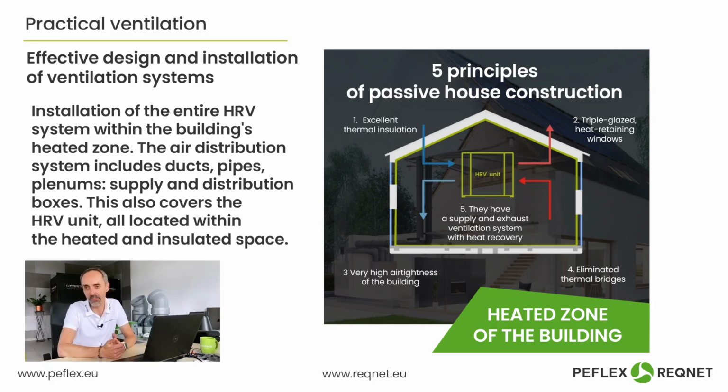Any, let's call it, deviation or going outside this heated zone will result in the installation potentially operating with reduced efficiency and lower energy recovery performance, because there may be heat losses during the transfer of air between a given room, like, for example, the exhaust from the kitchen or bathroom and the ventilation unit, and vice versa, between the heat recovery unit and the supply air points.